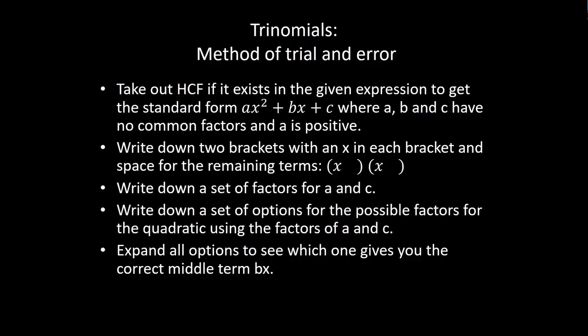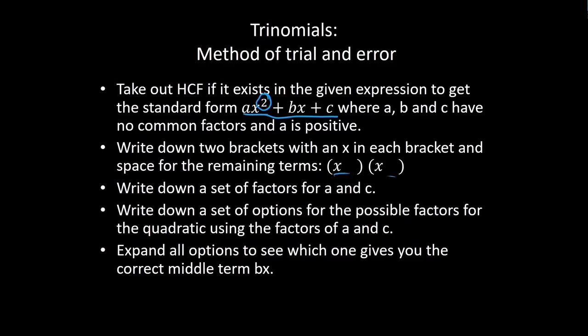We can do trial and error, as I said. Let's just go through the steps. First, we take out a highest common factor if it exists. Remember, the standard form of a quadratic trinomial is ax squared plus bx plus c. When I'm saying quadratic, that means that the highest power is a square, all right? a, b, and c have no common factors, and a is a positive number. We write down 2 brackets with an x in each bracket, and we put a space in for the remaining terms.